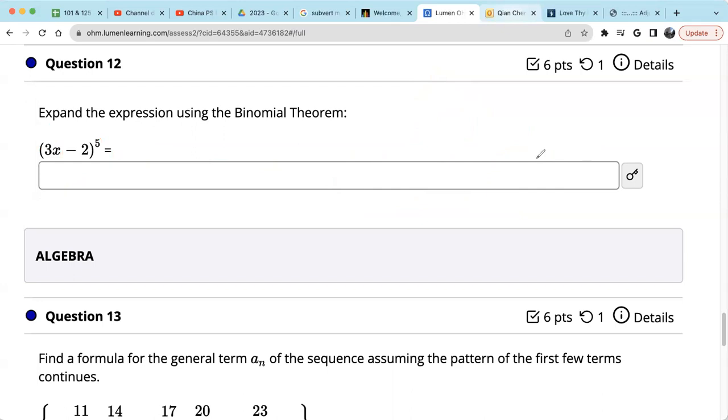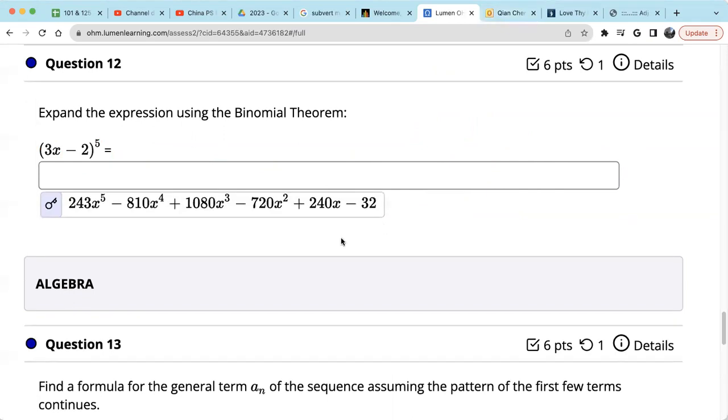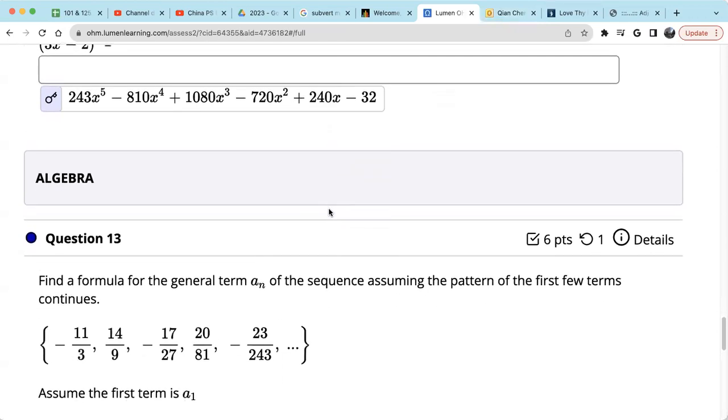So if you do this in the end, because you have to simplify each term, then you should get this as the answer. 243 x raised by 5. All right, you get this big polynomial of degree 5.